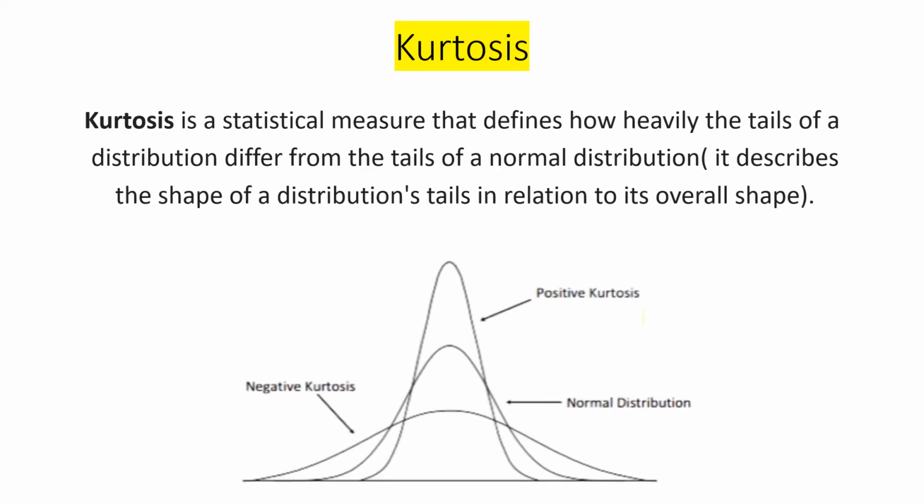Kurtosis. Kurtosis is a statistical measure that defines how heavily the tails of a distribution differ from the tails of a normal distribution. It describes the shape of a distribution's tails in relation to its overall shape. One application of kurtosis is in detecting financial risks.